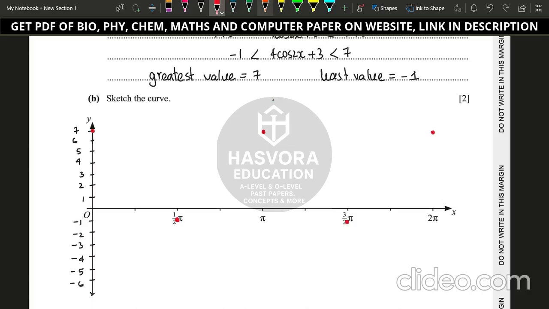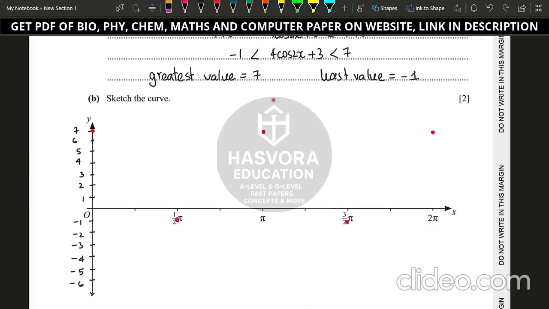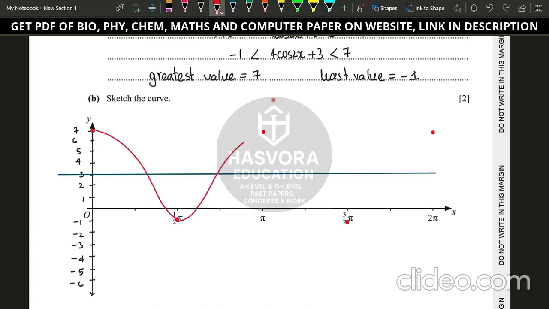Now remember that we have the baseline of 3. So just to show, I am also drawing the baseline. Your baseline will be about this point. Now let's just join these points to make the graph. So it is something like this.